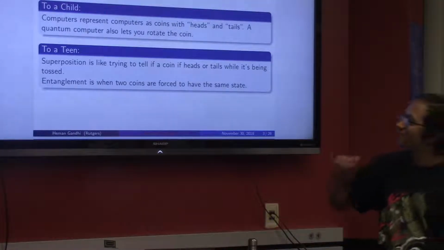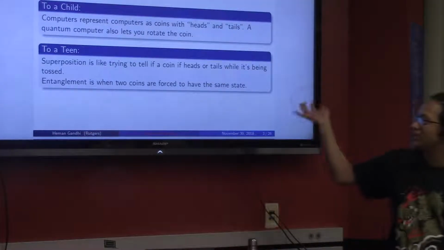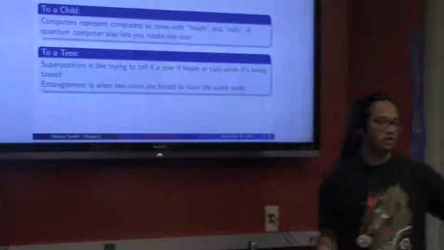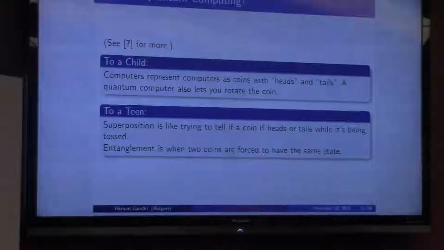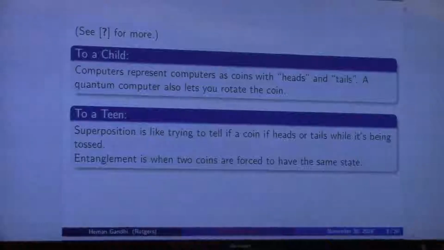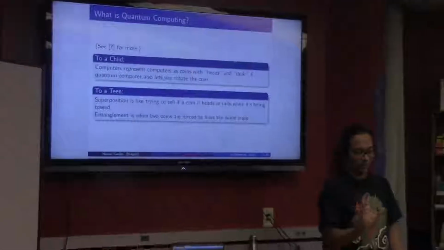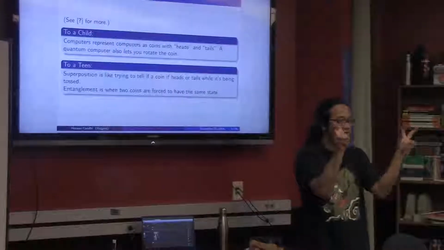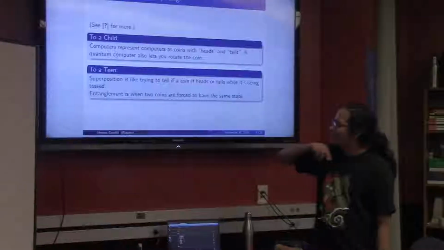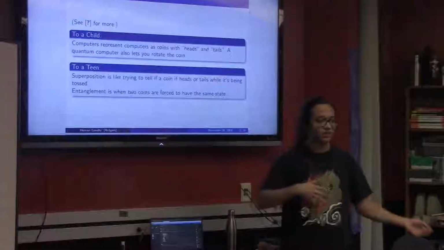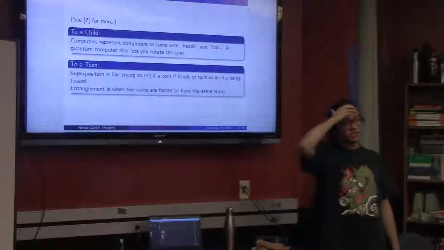But so what is quantum computing? To a child, you can explain it really simply: if you look at a bit, you can think of it as a coin being heads or tails, 1 or 0. But with a quantum computer, you can also rotate the coin. That's sort of the difference. So it being half rotated would be some sort of superposition, which is an explanation.